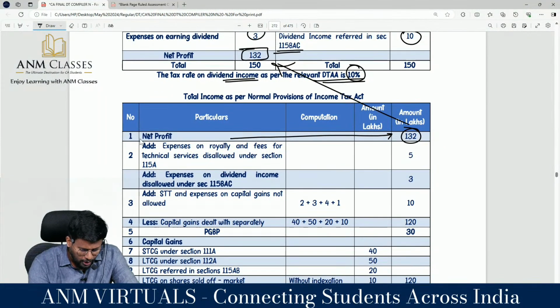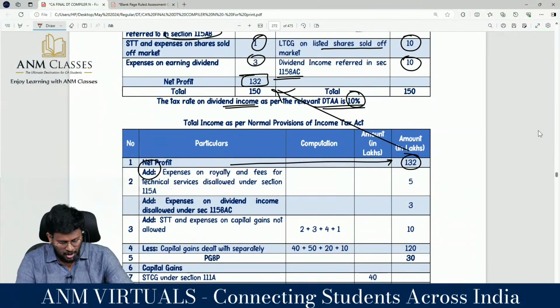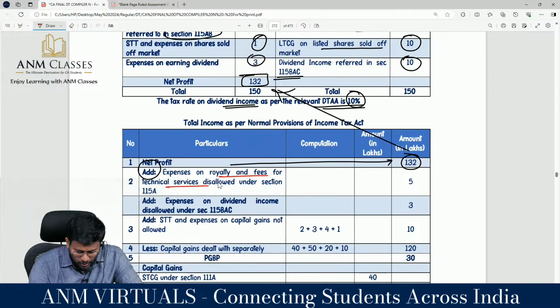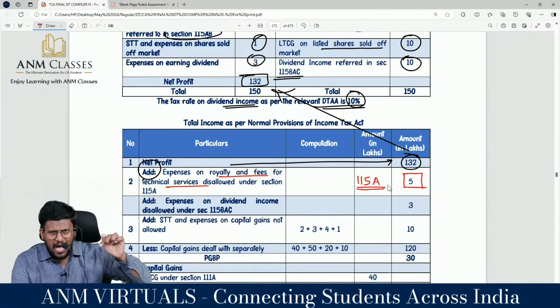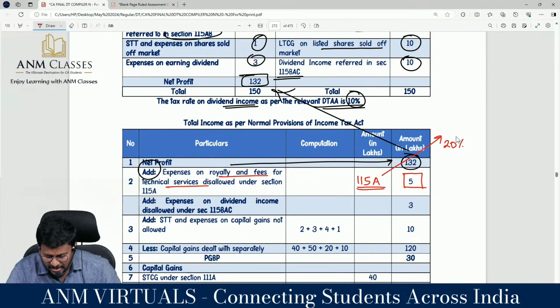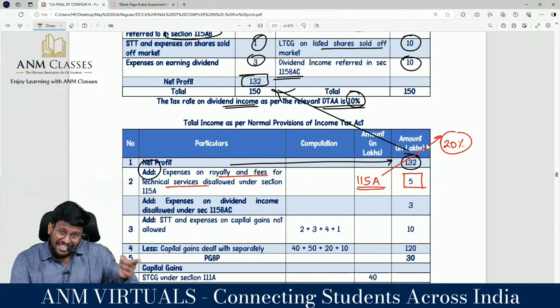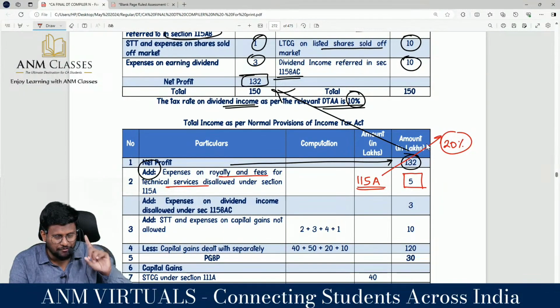I am going to add expense on royalty and fees for technical services, 5 lakhs has been debited. Because royalty and fees for technical services, 5 lakhs is going to be taxed at a concessional rate under 115A. For our examination, for our attempt, this is going to be taxed at the rate of 20%. Earlier, it was 10%. This is an amendment they have made. Assume that to make you understand what is the relevance of that.